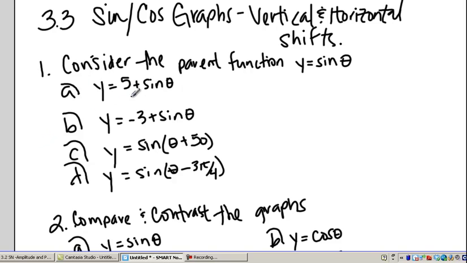Okay, so if we have our parent function and we take y equals 5 plus sine of theta, what do you think that 5 does? If you said shifts the graph up 5 units, you are correct. Just like b, negative 3 plus sine of theta, we're going to take our parent function and shift it down 3 units.